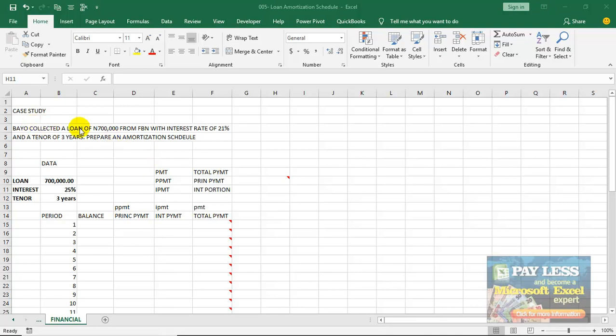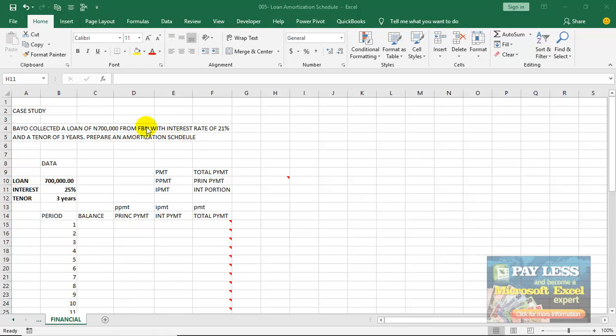Now, a buyer collected a loan of 700,000 naira from FBN with an interest rate of 21% and a tenure of 3 years. Prepare an amortization schedule to show how the loan will be repaid over a period of 3 years. Corporate entities face this kind of problem, and as a finance person or a business person, you should be able to calculate a simple loan amortization schedule to have an idea of your total interest exposure and cash flow exposure for repayment of the loan.